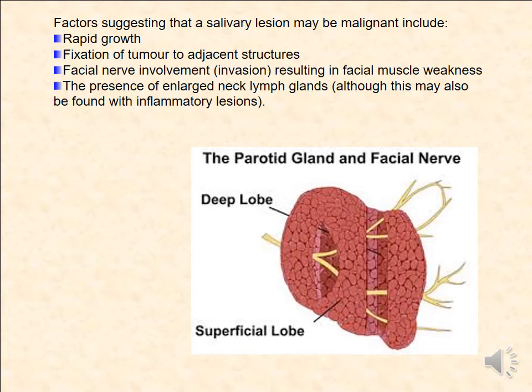Facial nerve involvement, invasion resulting in facial muscle weakness. In the parotid gland, a malignant tumor will also involve the facial nerve and lead to weakness and facial paralysis. The presence of a large neck lymph node, although this may also be found with inflammatory lesions. Lymph node enlargement leads to two conditions, either inflammation or malignant disease, and we notice this through fluctuation of the lymph node. If fluctuant, it is inflammation; if hard or rocky hard, it means malignant.